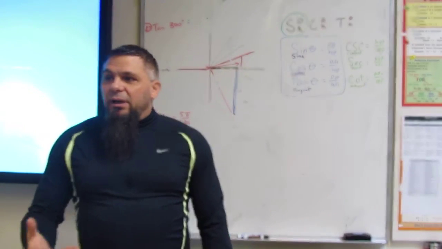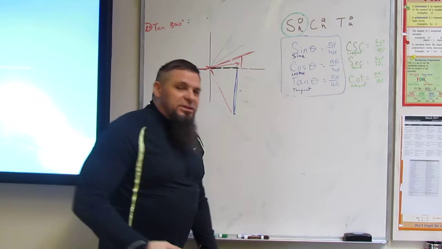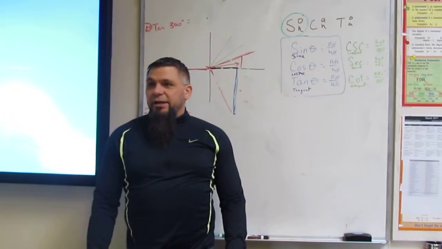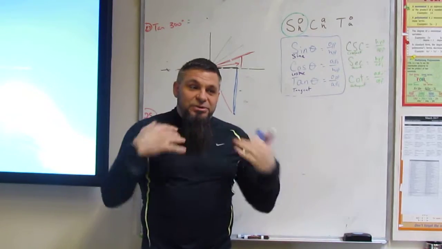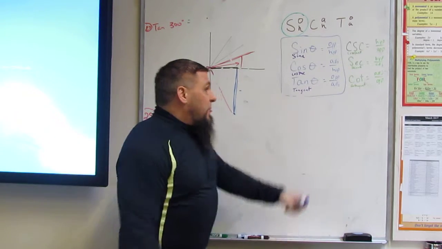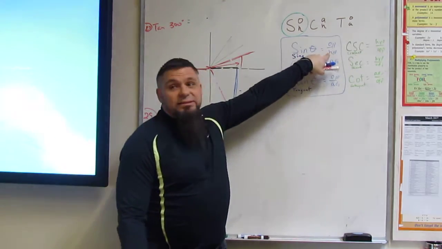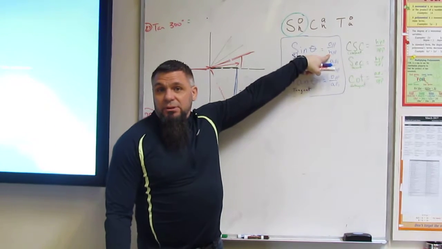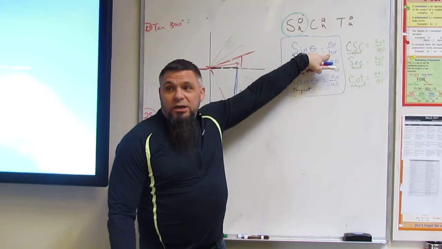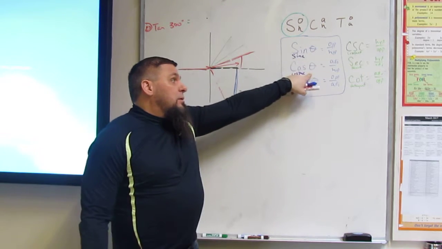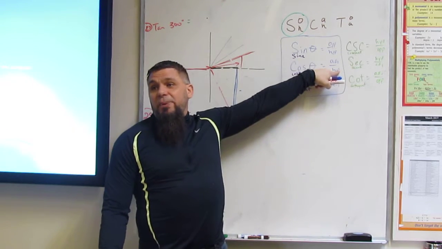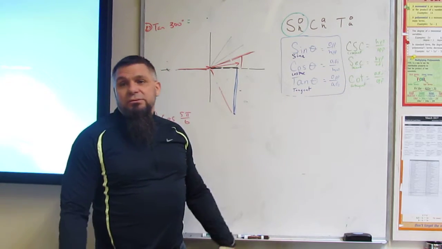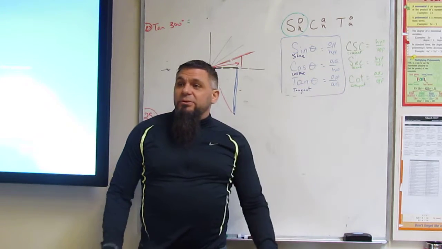Right? And when I'm done with that, the first thing I do is SOH CAH TOA. Once I have the SOH, CAH, and TOA, I can put it down like this. That's sine: opposite over hypotenuse. Cosine: adjacent over hypotenuse. TOA, tangent: opposite over adjacent.